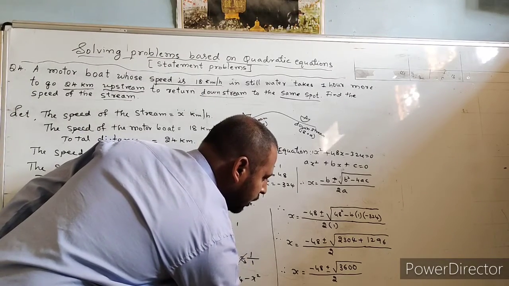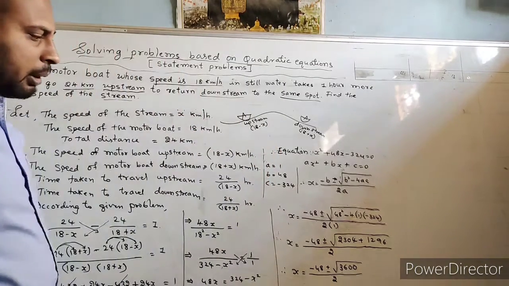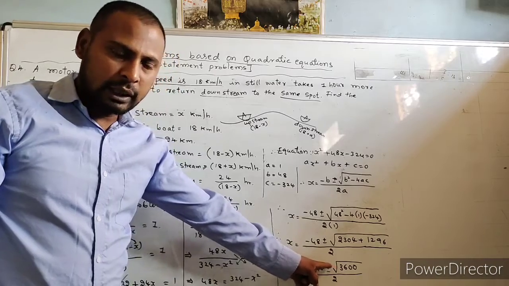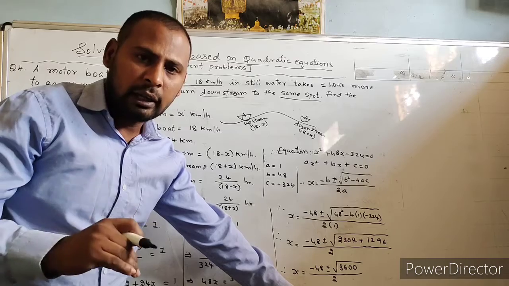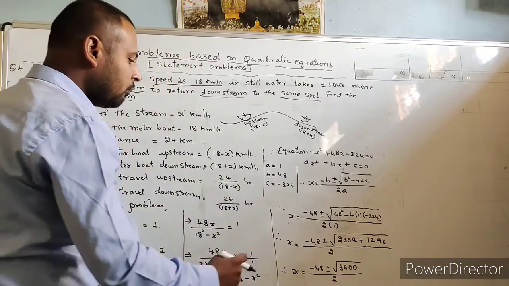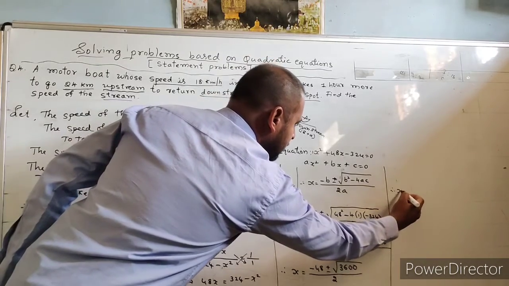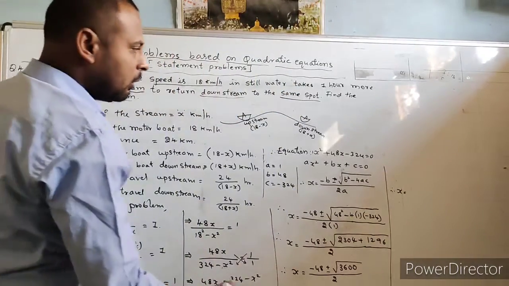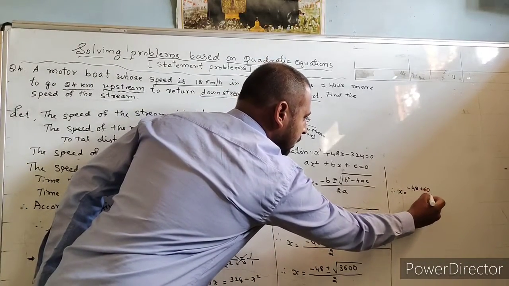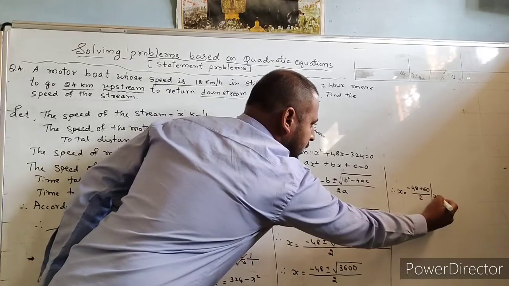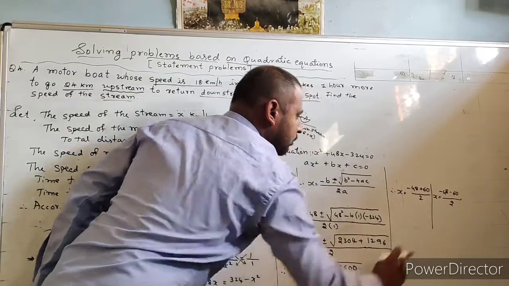Now therefore x is equal to minus 48 plus or minus 60 divided by 2. The square root of 3600 is 60. Once you can take plus 60 in the numerator, again you can take minus 60 in the numerator. Therefore x is equal to, now take the plus 60 value, minus 48 plus 60 divided by 2. On the other hand, x is equal to minus 48 minus 60 divided by 2.